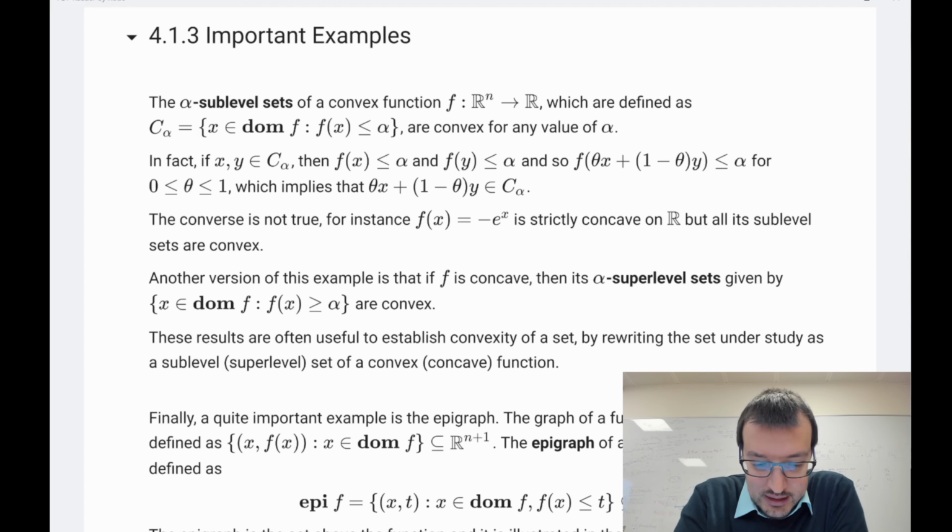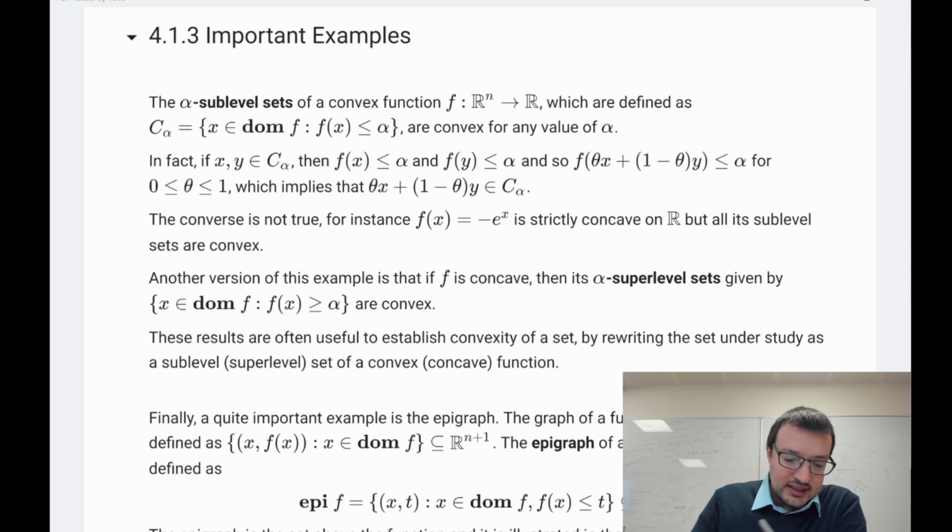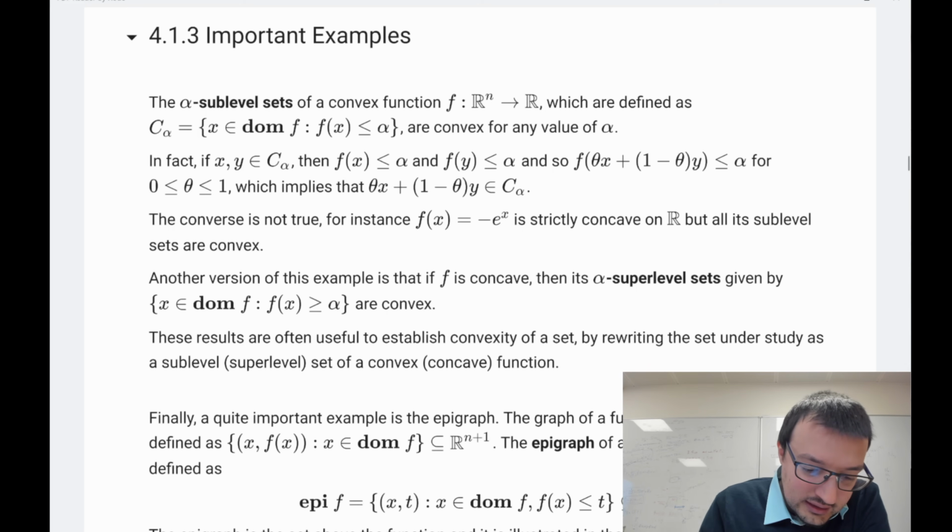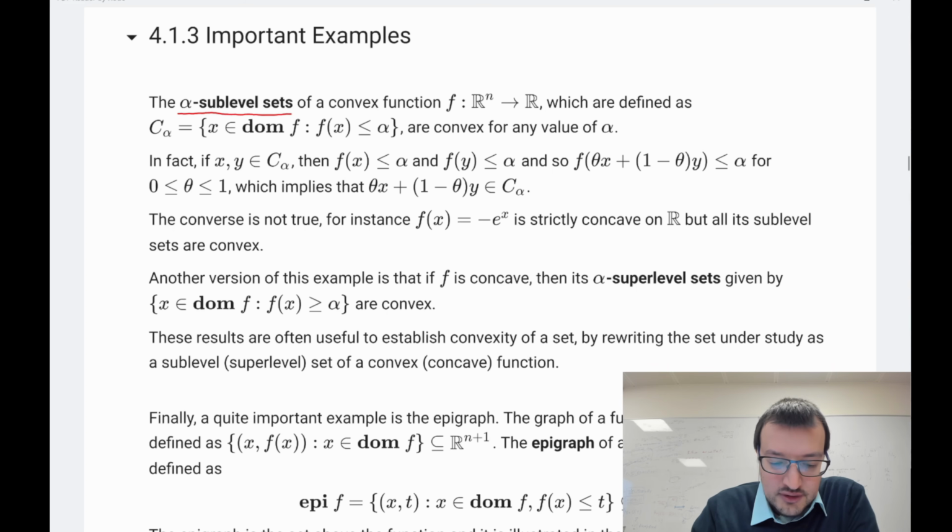We now look at two important examples, which are not functions actually, but sets related to functions. These are important because there are some convex optimization problems that can be solved thanks to being able to rewrite the problem using these two properties of convex functions. The first set that we see is the alpha-sublevel sets. The alpha-sublevel sets are defined as all the points x that belong to the domain of f such that f of x is less or equal than alpha.